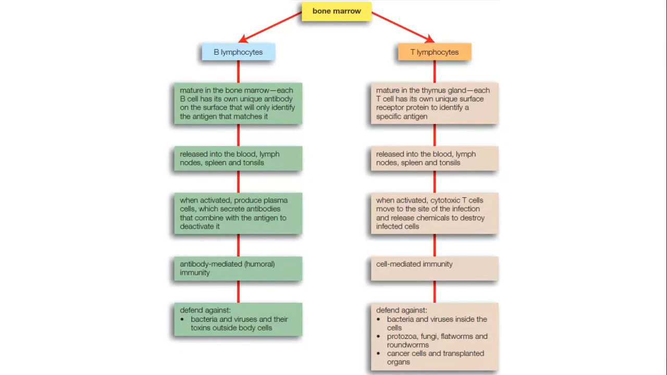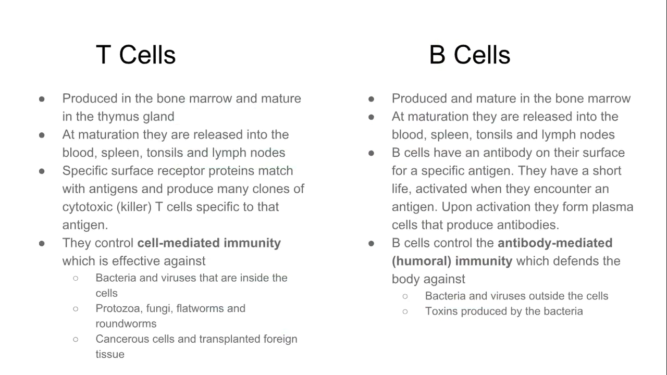Both our B cells and our T cells, so they're actually called our B lymphocytes and our T lymphocytes, but we're just going to refer to them as our B and T cells, are both produced in the bone marrow. However, the B cells mature in the bone marrow and the T cells mature in the thymus gland. And then we can see here that they're released into the same places. However, after that, they perform different functions to help our body defend itself against the pathogens that are trying to enter. So here we have that in a bit more of a word format.